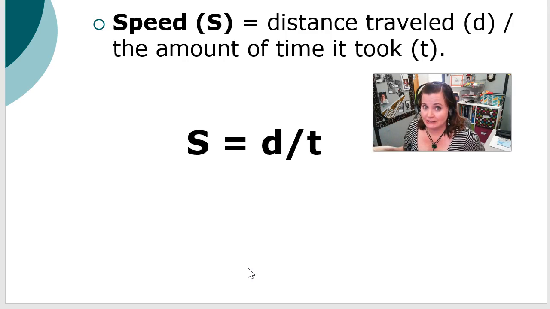Velocity takes direction into consideration. So not only how far I can go and how fast I can get there, but in what direction I traveled. That's a little bit different than just speed. Speed is what we call a scalar quantity. Scalar means it's just the amount. And velocity is considered a vector, and a vector includes both the amount and the direction. And that's pretty important when you look at real life situations.